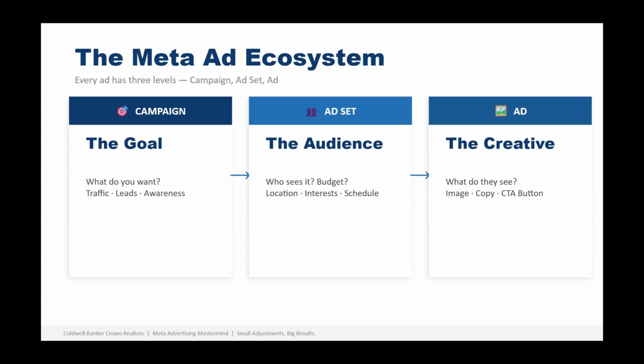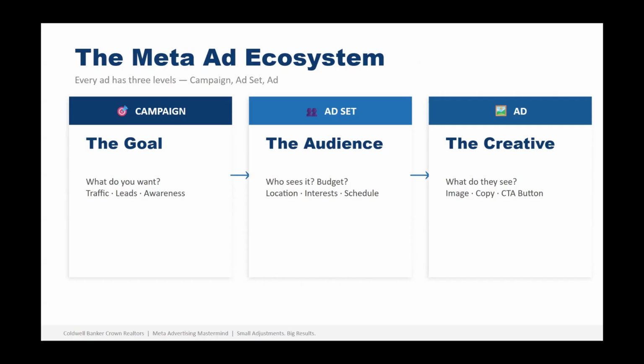Okay. Then it'll move into the next step, which is your audience. It's called the ad set in Meta. The ad set is who sees it, whether you limit it by location, whether you limit it by interest, whether you limit it by a certain schedule that you want the ad to run. That's your ad set. It's your audience. That's also the place where you can set the budget.